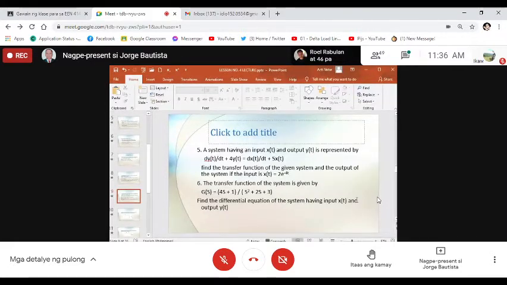Okay, so sulat natin dito, number 6. Okay, so g of s, that is 4s plus 1, okay, all over s squared plus 2s plus 3. Okay? Ang input natin ay x, ang output natin ay y. So x is the input, y is the output.